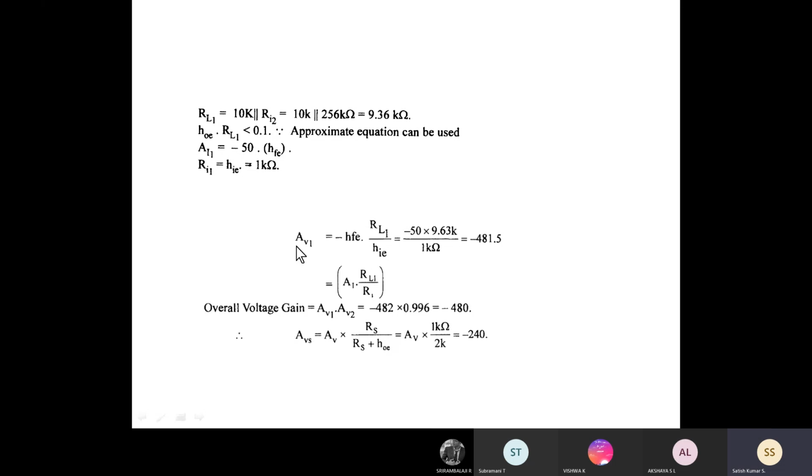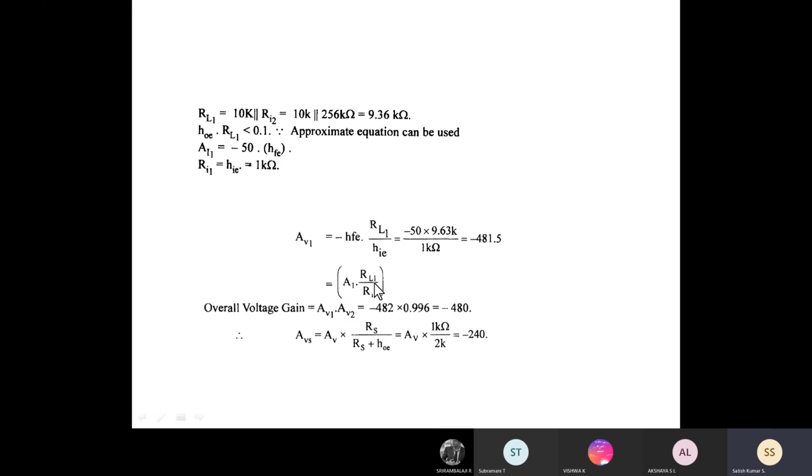Okay. Then I am going to calculate the voltage gain of the first transistor, AV1. Voltage gain can be calculated by two methods. One is output voltage divided by input voltage. Another method, for the common emitter configuration, is important. We can use two formulas to calculate AV1. One is AI into RL1 divided by RI. AI we calculated as minus 50 into HFE, and RL1 we calculated as 9.36. RI is equal to HIE, that is 1 kilo ohm.